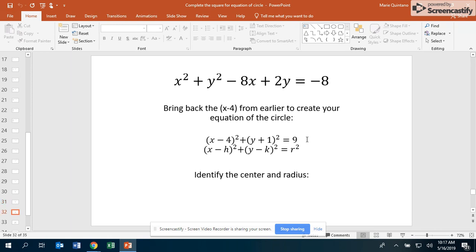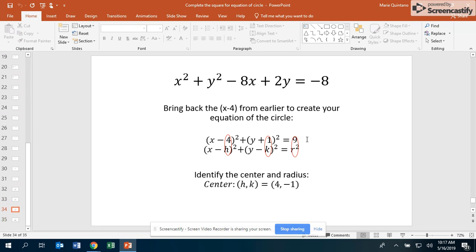We can identify the center and the radius based on where our h, k, and r are located. My center is 4, negative 1. Remember, my signs switch because of this minus h, minus k. The minus changes the signs within the equation. So when I want to take the information out, I have to switch my signs back. My radius is going to be 3.